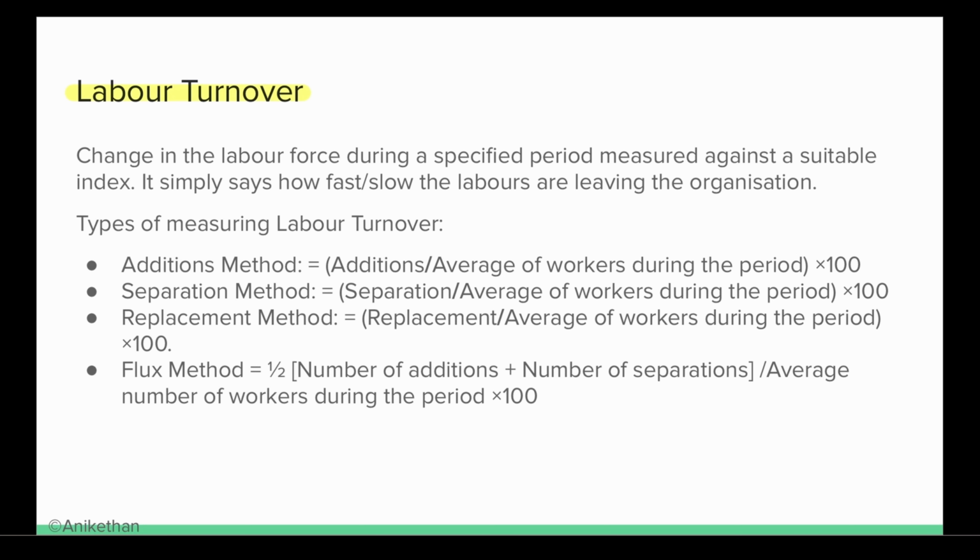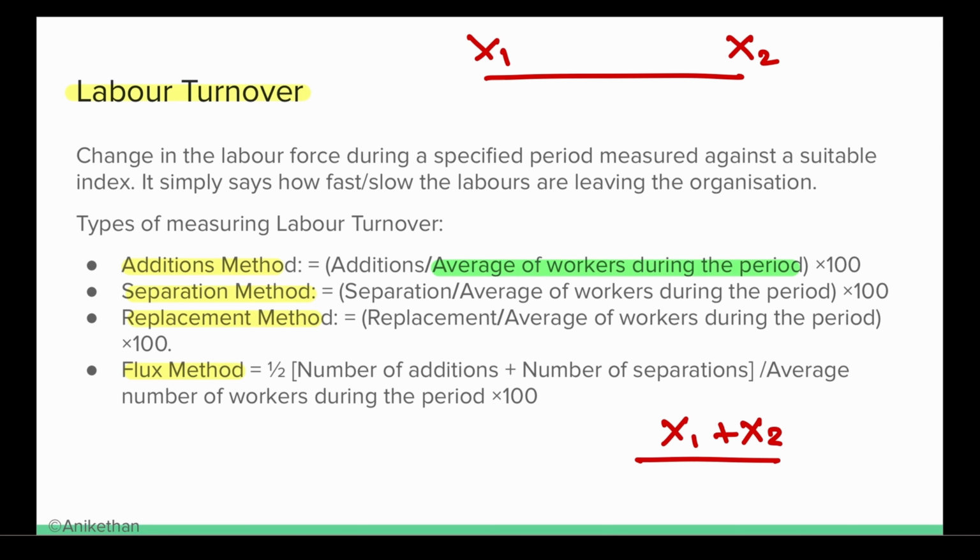We'll understand it through four different methods. They are the addition method, separation method, replacement method and flux method. It is very easy to solve this. If you look at the formula, everywhere the denominator is the same, which is average workers during the period. So how do you calculate average workers during a period? At the beginning of the year there was X1, at the end of the year there was X2. So the average is X1 plus X2 divided by 2. This will give you the average number of workers.